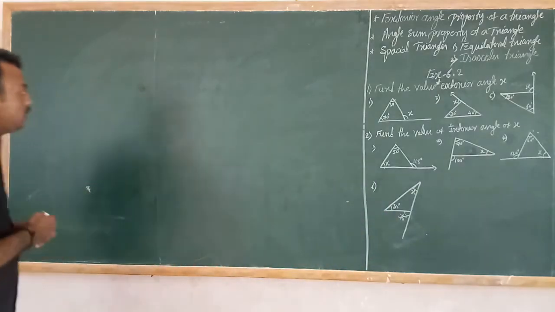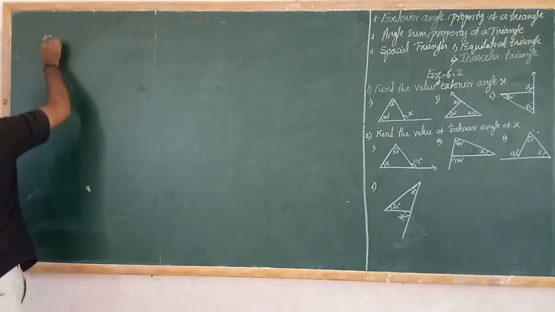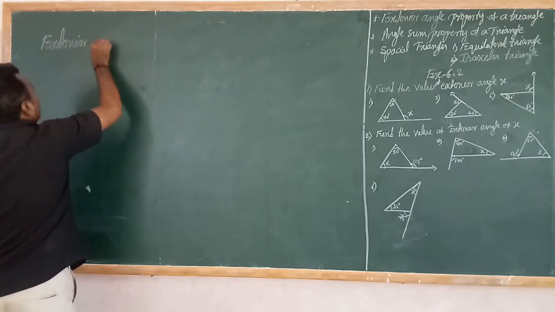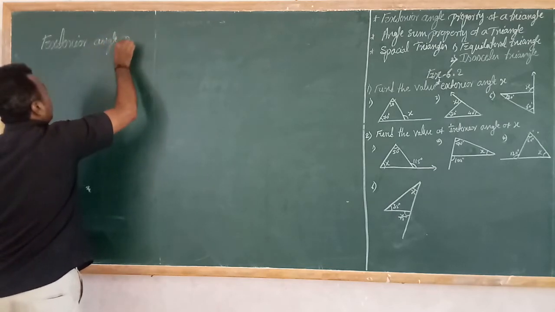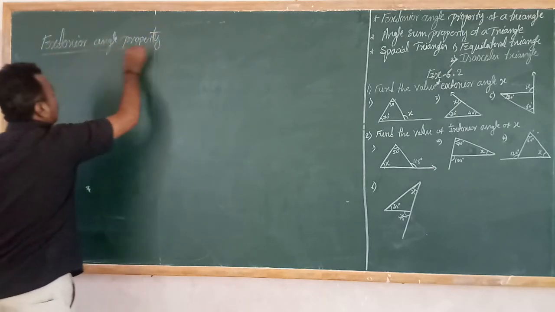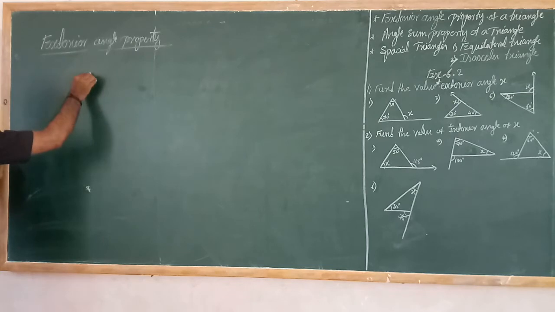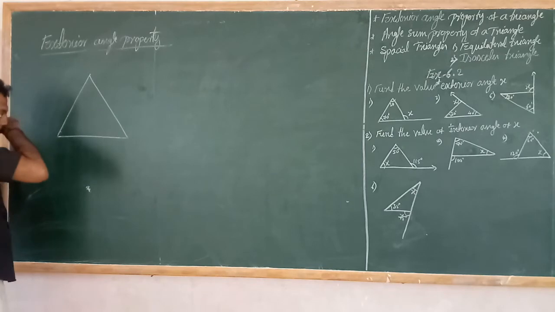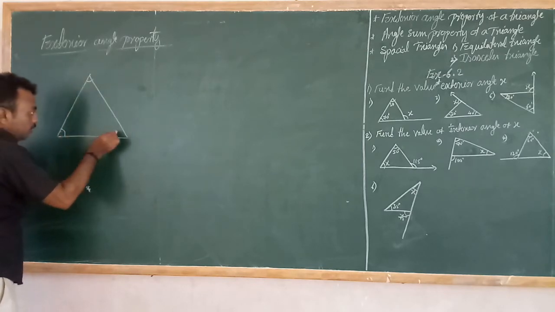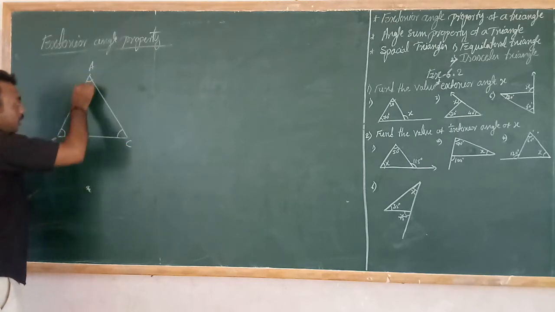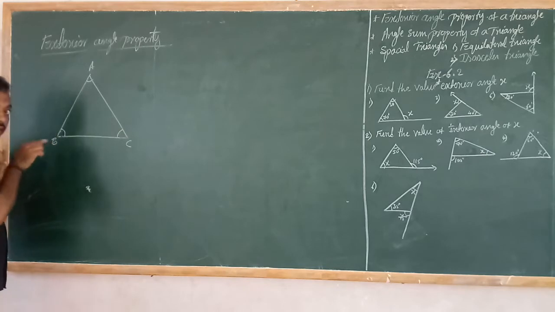The first one is the exterior angle property. So what do you mean by exterior angle property? Very simple, I will take an example. This is a triangle. In this triangle, these are the interior angles, because the angles inside are called interior angles: angle A, angle B, angle C.